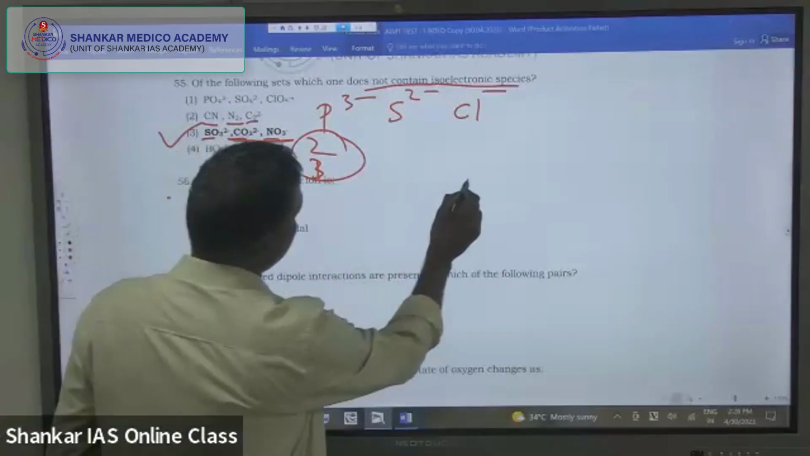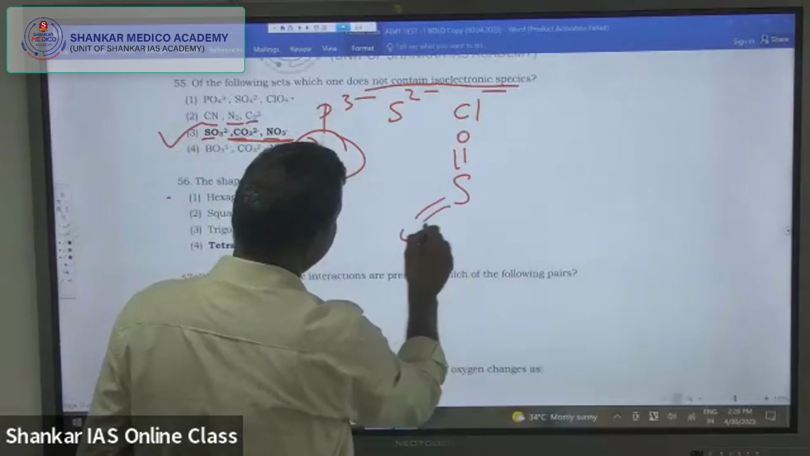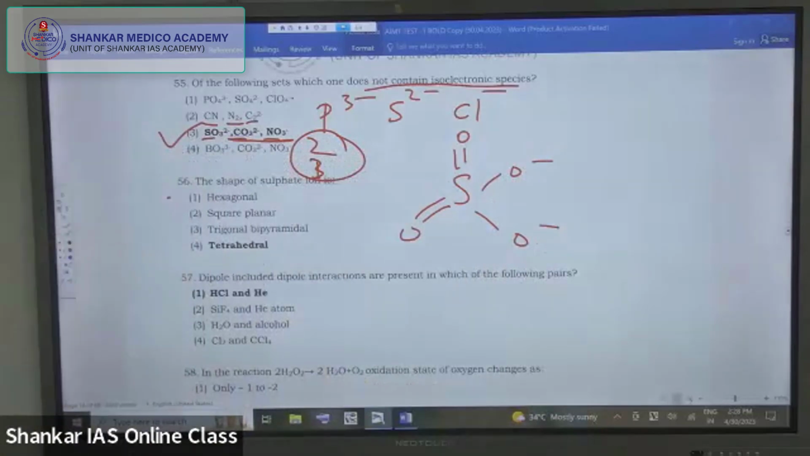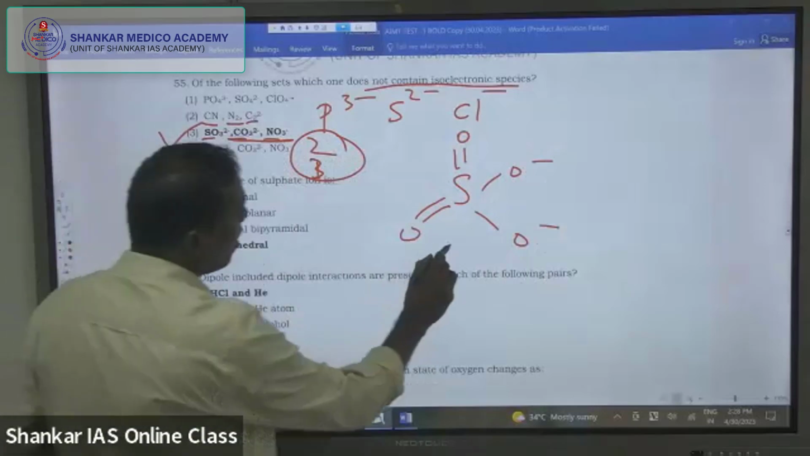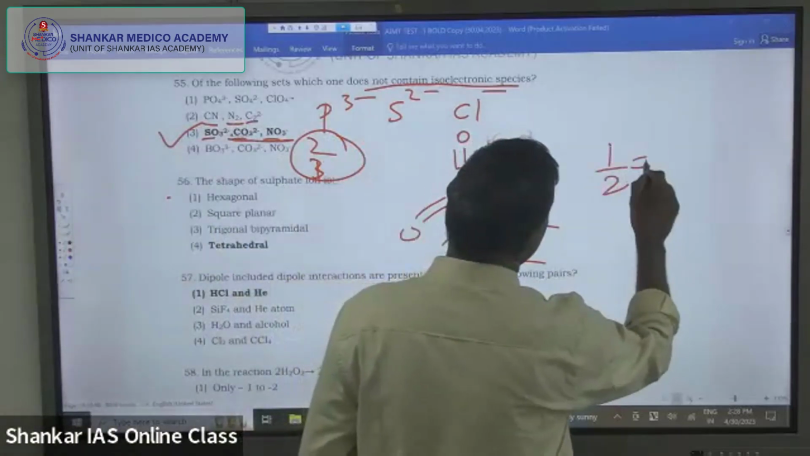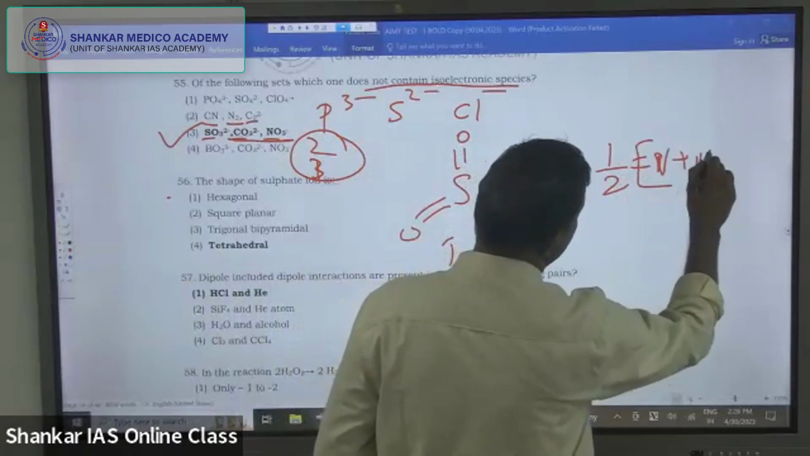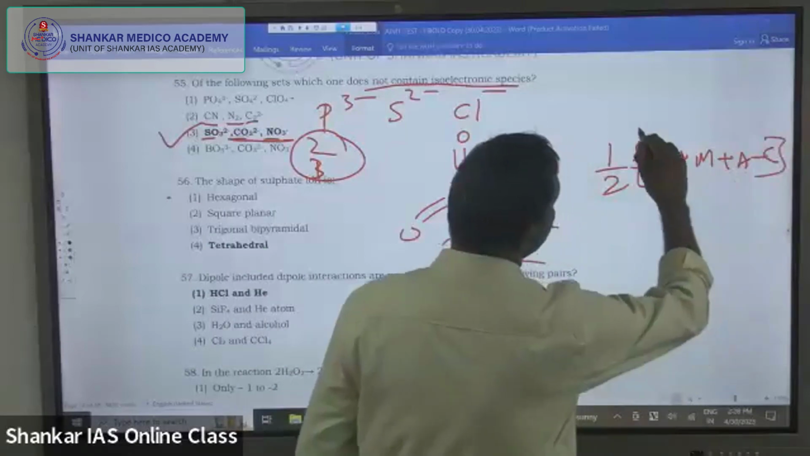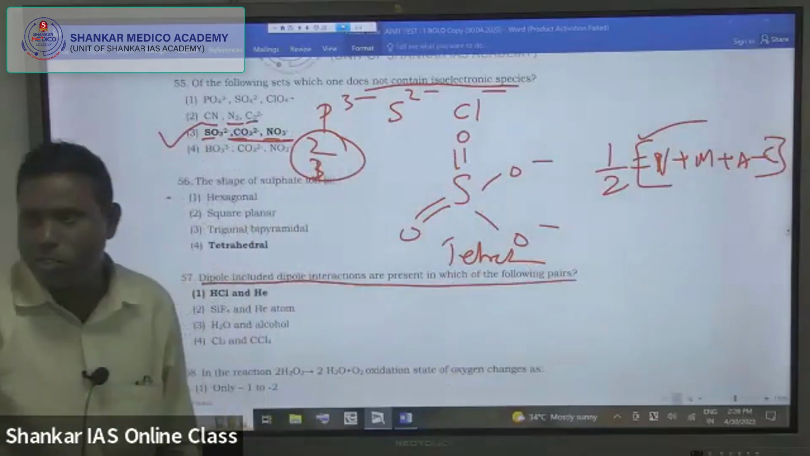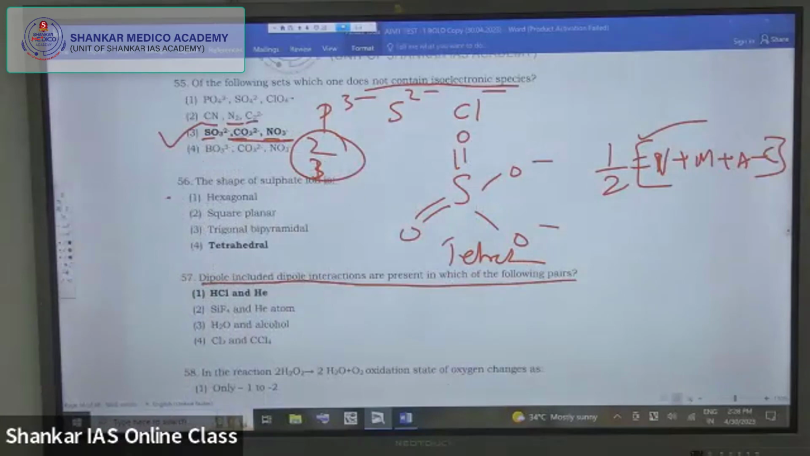Right, next, sulfate. Sulfate actually has hexavalent sulfur present in it. And obviously, just count the number of sigma bonds: it is 4, tetrahedral. You can also use another formula: the number of hybridizations is equal to 1/2 of valency plus monovalent atoms plus anion minus cation. This you can also use. Next, dipole induced dipole interaction is present in the following pairs. For dipole induced dipole, one molecule has a permanent dipole moment, and the other molecule does not have a dipole moment; in fact, it is 0. That combination is the perfect choice here.